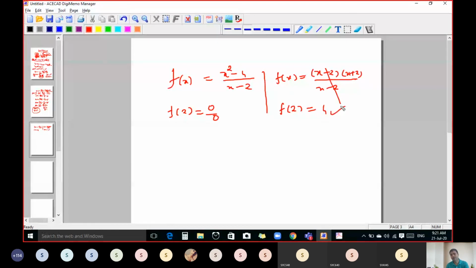Why? You find nothing wrong in this. Many of you may think that this one is correct. The reason? What is wrong in it? If we put x equal to 2, we get the answer 0 by 0. So nothing is wrong in this. And now there is a conflict between these two answers.